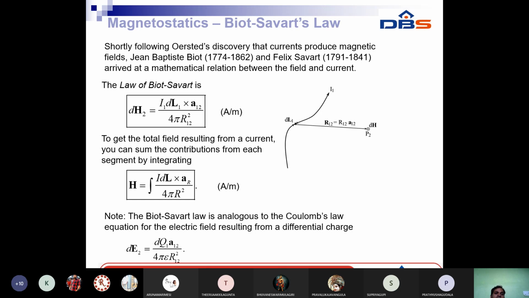This is a differential magnetic field intensity. I do not want the differential magnetic field intensity, I require just the magnetic field intensity. For that, let me integrate on both sides. You will get the magnetic field intensity H equals the integral of I dl into AR divided by 4 pi R squared. This is a generalized formula for finding the magnetic field intensity with the help of the Biot-Savart law.